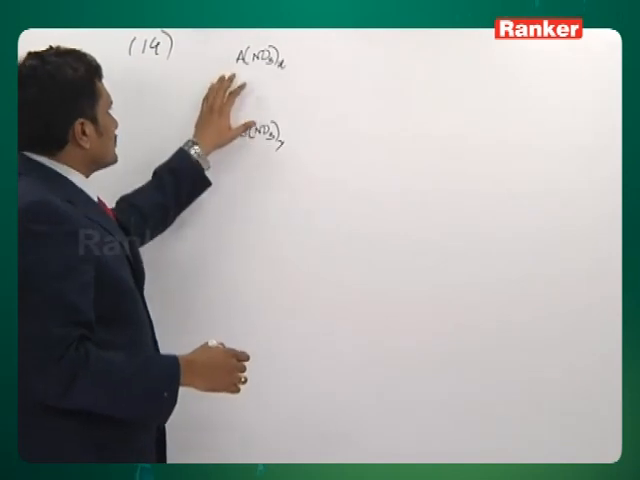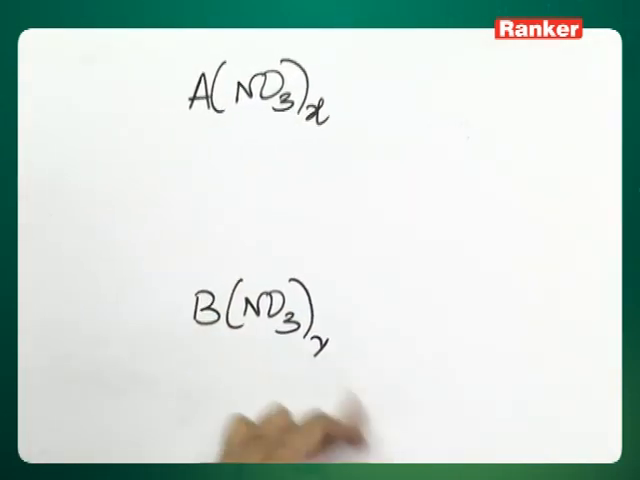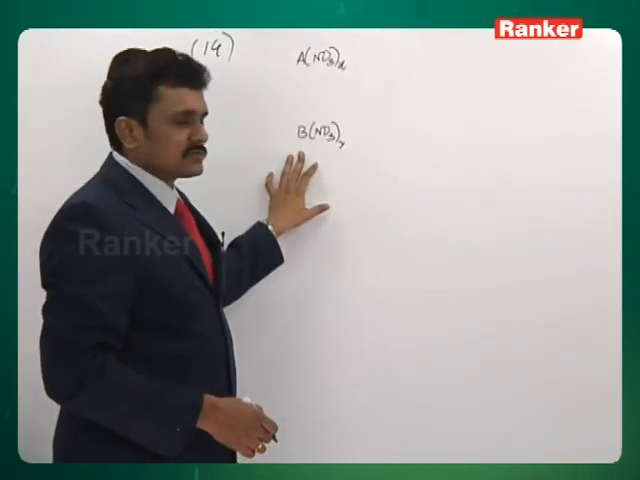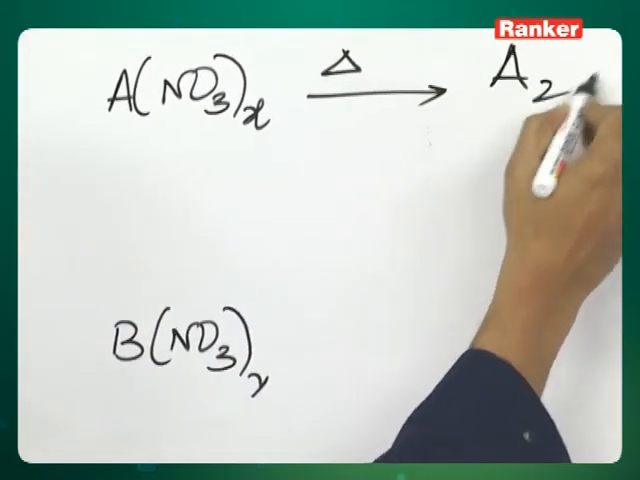Here I am assuming that the valency of A is X and that of B is Y. Then I am writing the entire compound as A(NO3)x and B(NO3)y. Now this compound, when subjected to heating, is giving rise to the oxide.